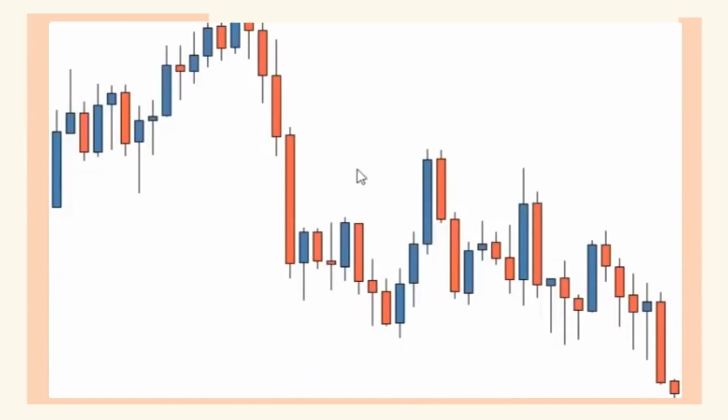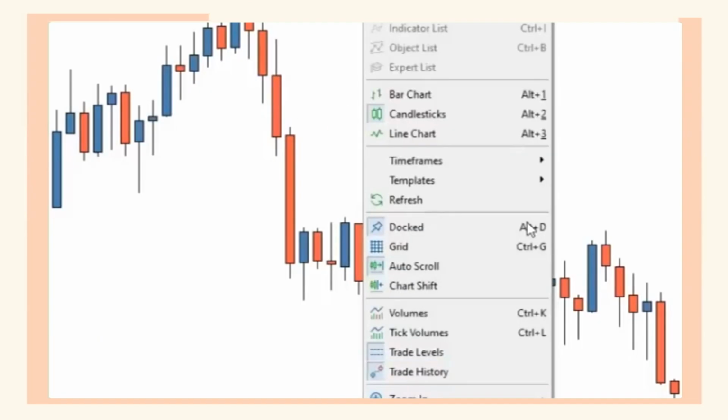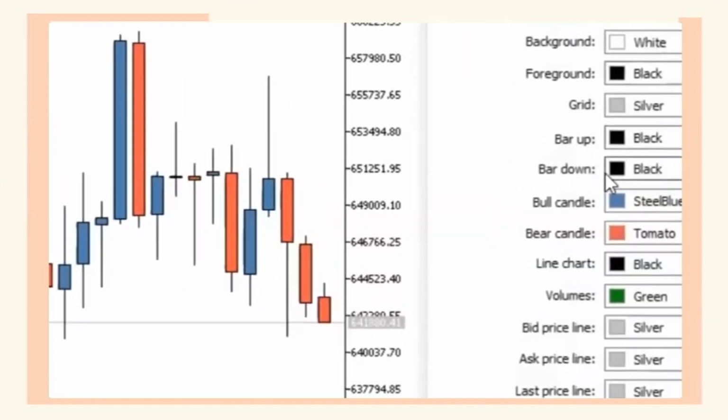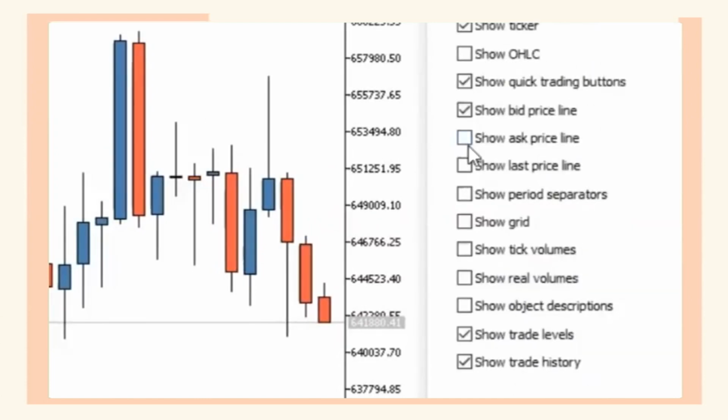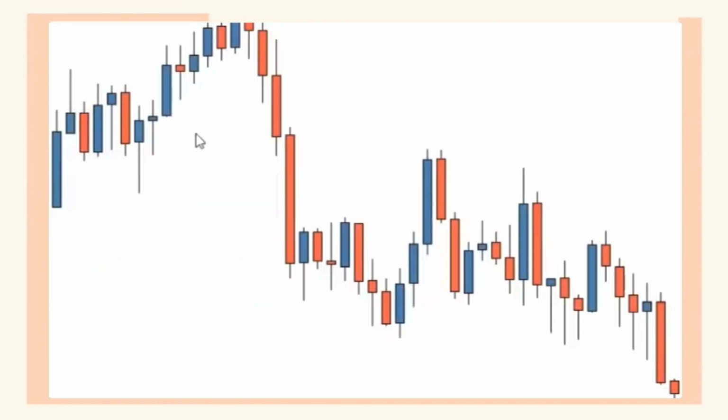Now, if you take note, you will see that the wicks have a black color and also every candle has a black border. How that came about was from here, the properties. You can see that the bar up and the bar down, both of them are black. And that is why we have it that way. Also, you want to come and check this place to ensure that you check show ask price line. You need that so that you're going to have those two moving together on the screen.